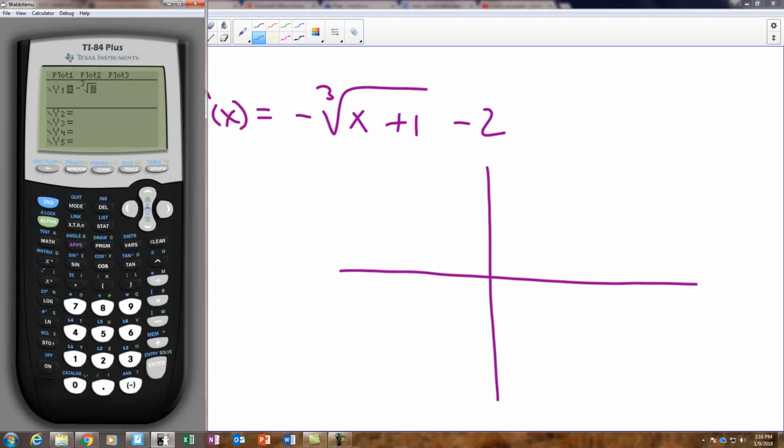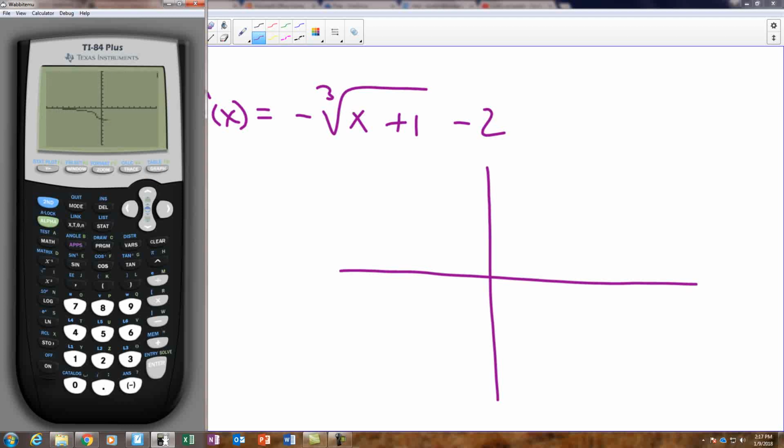That's one option. The other option is to do parentheses. It would be x plus 1. And then I'm going to raise it to the 1/3. It does not matter which way you do it. Whether you do the cube root or you do the 1/3 exponent, I prefer the 1/3 exponent just because I can think about what it means to have that 1/3 exponent. And I can go ahead and graph it.